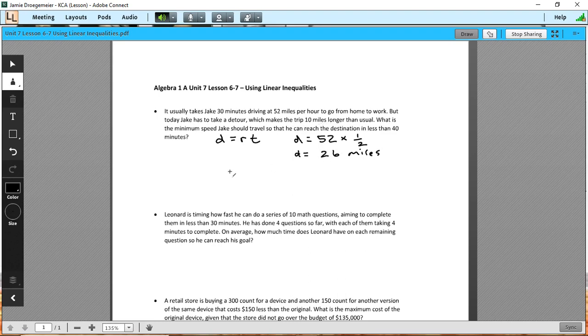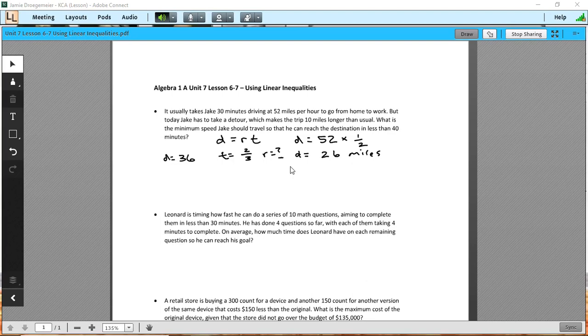So in our situation here, we know the distance, which is 36 miles. We don't know the rate. That's what we're trying to find. And the time, we want it to be less than 40 minutes. Well, 40 minutes is 2/3 of an hour, 40 over 60. So our time here is 2/3. We're trying to figure out what this rate is. All right, so let's set this up as an inequality.